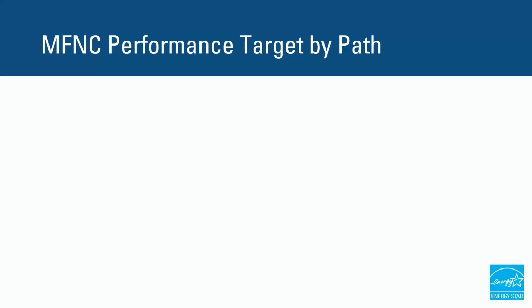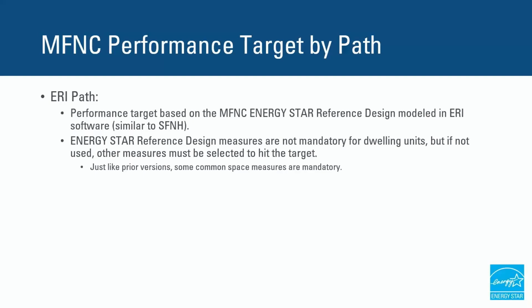The multifamily new construction program has three different paths. And so for each version, we need to set performance targets for all three paths that ensure they all achieve 10% savings over code. The first path is the ERI path. And for this, the performance target is based on the Energy Star reference design being modeled in ERI software, just like how it was for the single family program. And just like for single family, the measures in that reference design are not mandatory for the dwelling units. But if they are not used, then you'll need to select other measures to meet the ERI target.